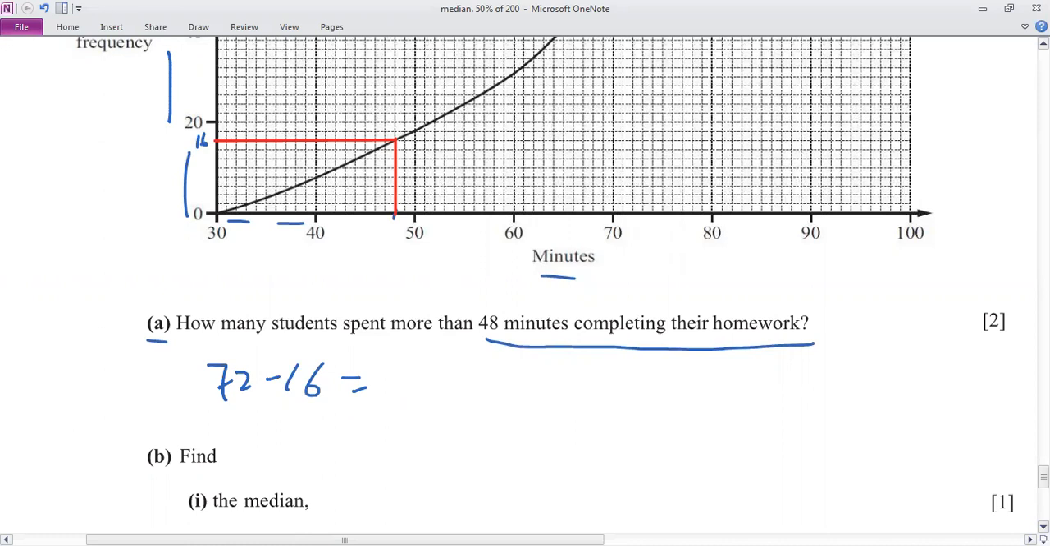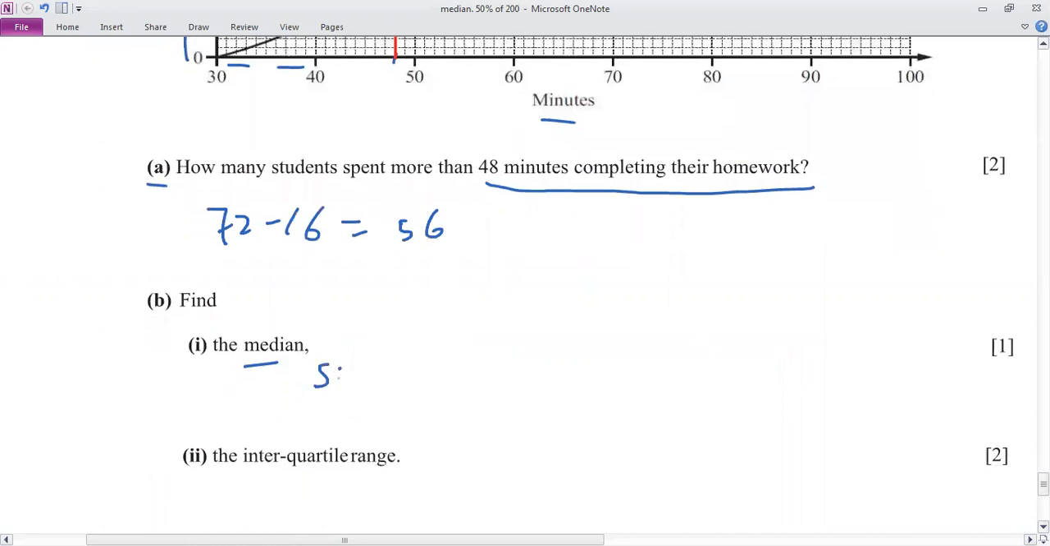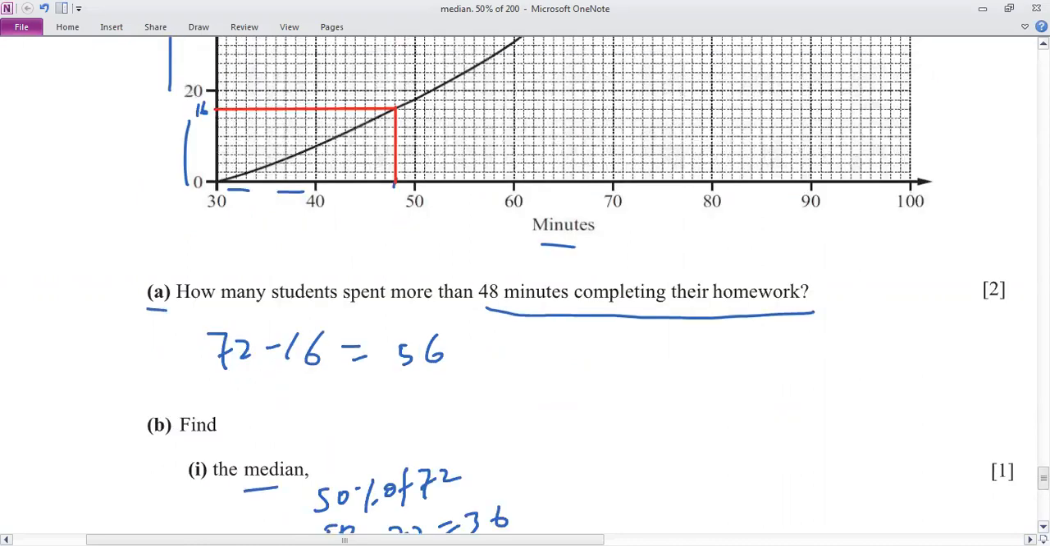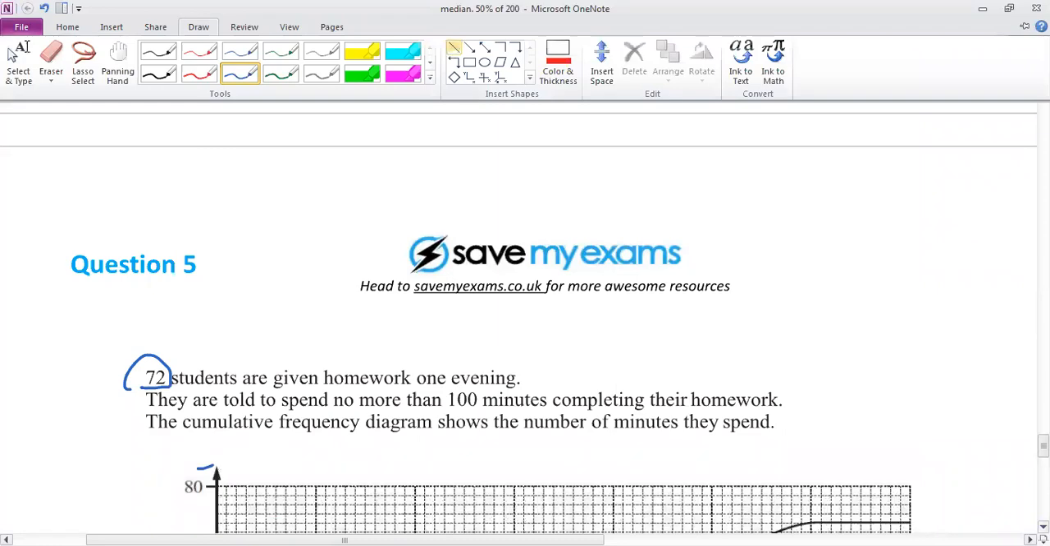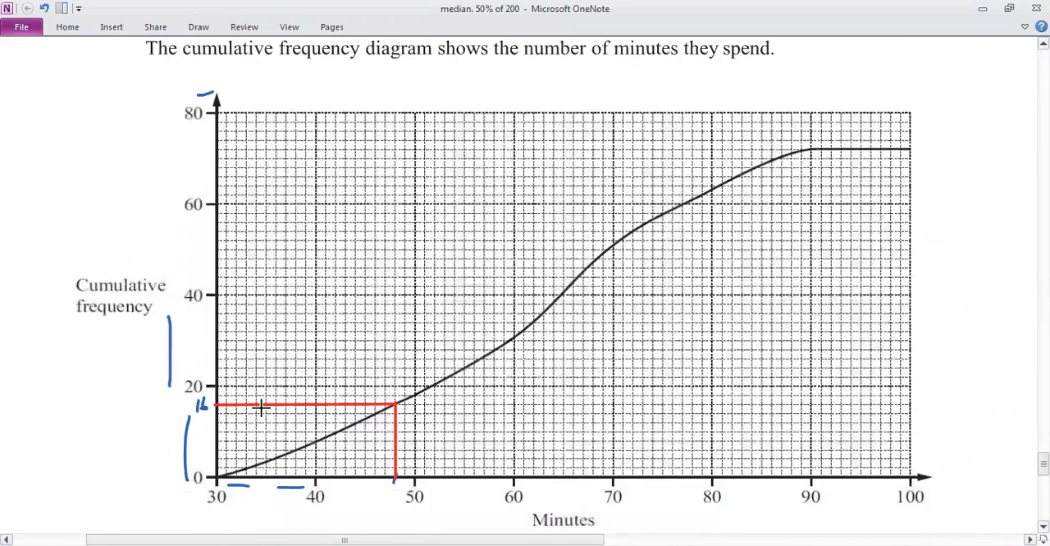56. 56. Now median. Median is always 50% of the total. So first take 50% of 72. Then 50 over 100 times 72. That will be 36. So from the number 36, draw the line which touches the curve. So this is the number 36. Each box is 2, yes. So 38, 30. This is 36. From 36, draw the line that comes to this one.